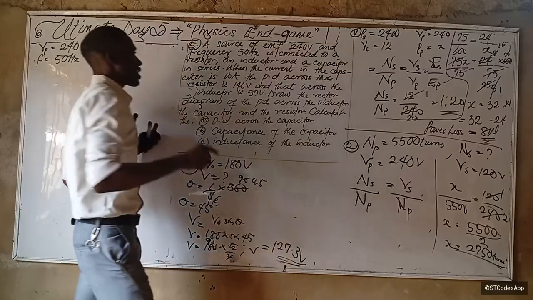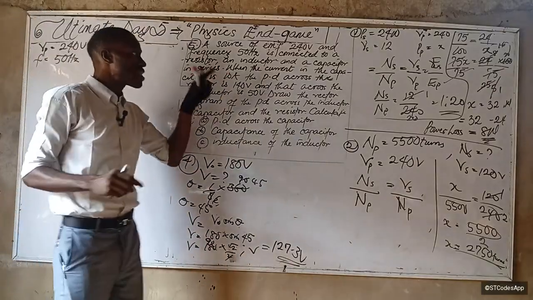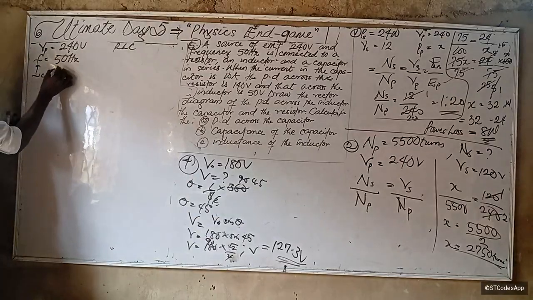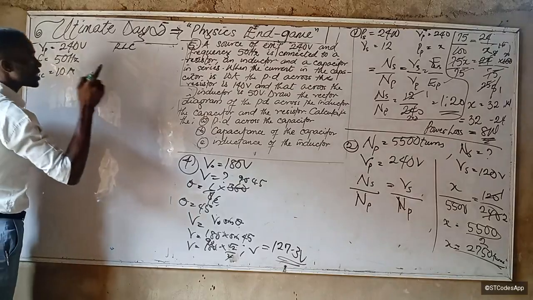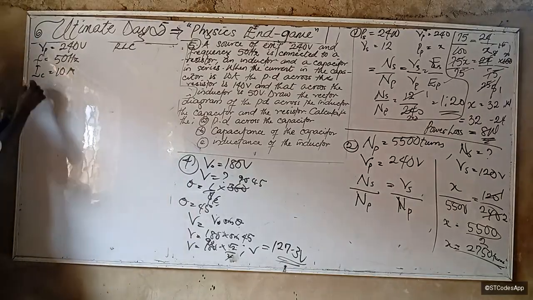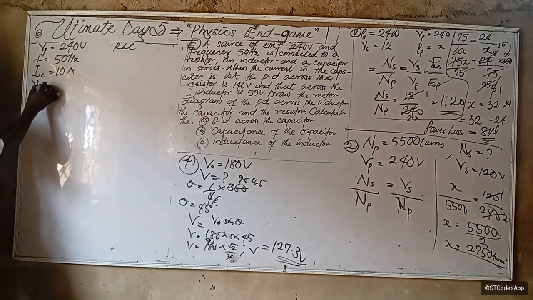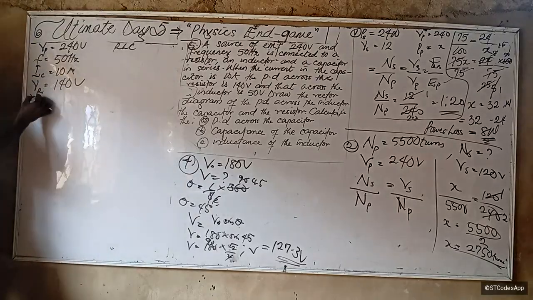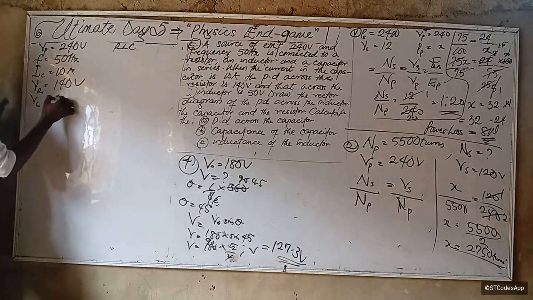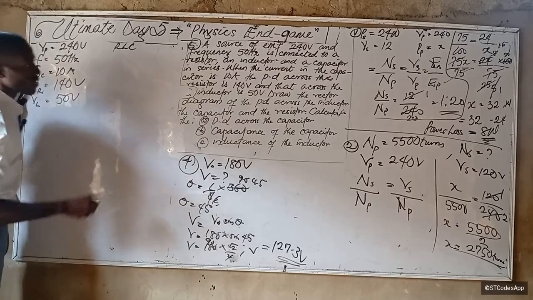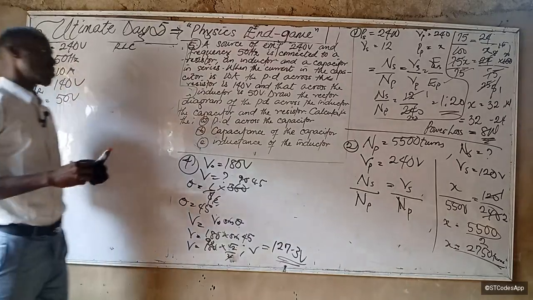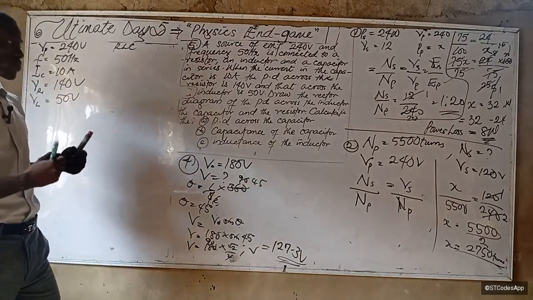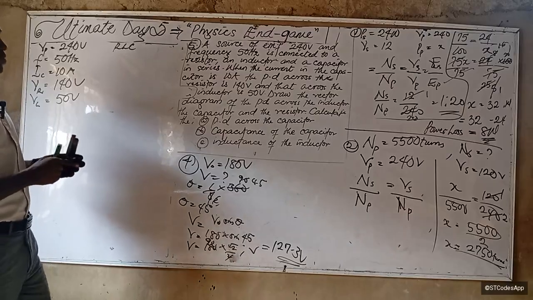When the current in the capacitor is 10 amps, the PD across the resistor, the voltage across the resistor, is 140 volts, and the voltage across the inductor is 50 volts. Draw the vector diagram of the PD across the capacitor, the resistor, and the inductor. So the vector diagram is very simple.